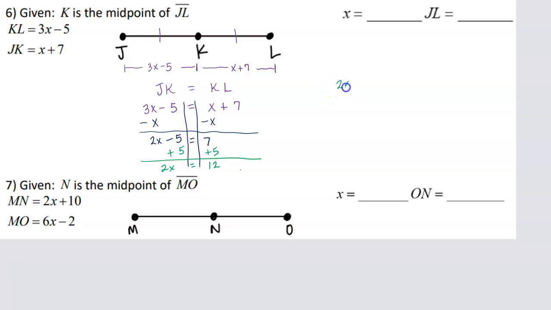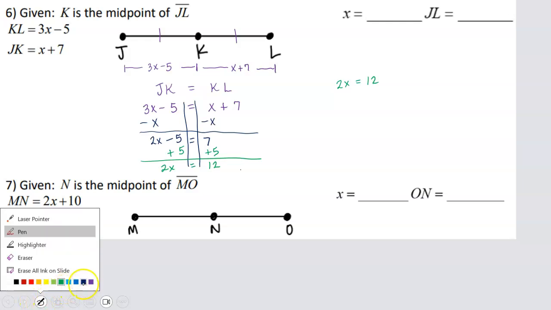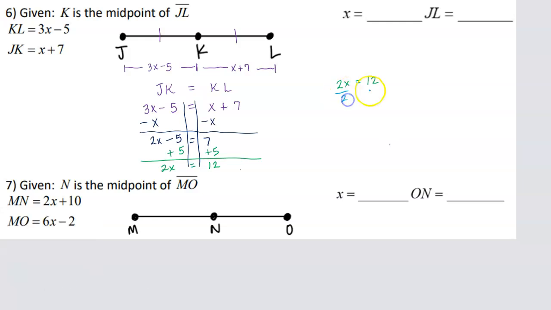And now that I know that 2x is equal to 12, my next step is to divide to get rid of that 2. So x is equal to 6. Knowing that x is equal to 6, I can put that in and figure out what JL is equal to. So KL would be 6 plus 7, or 13. I could do a check here as well, but I'm pretty sure that that will also give me 13 because they're equal to each other.